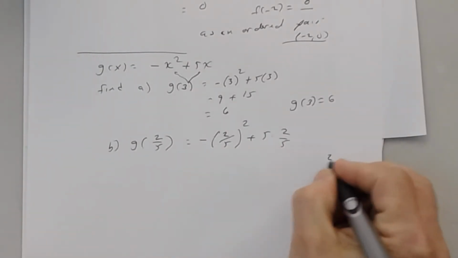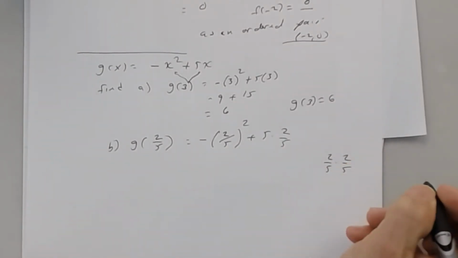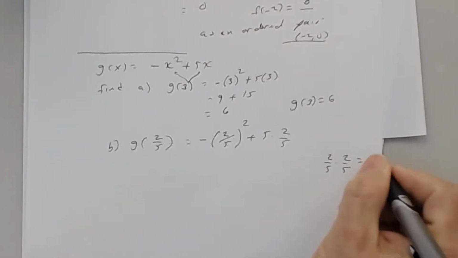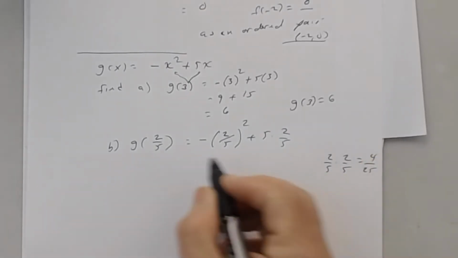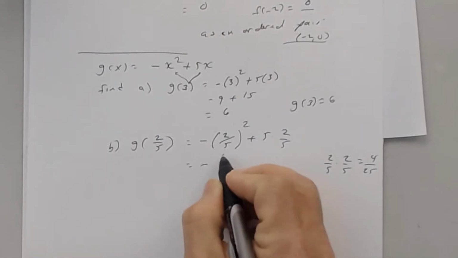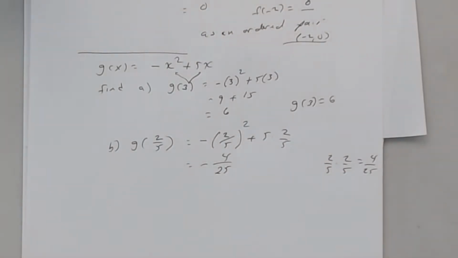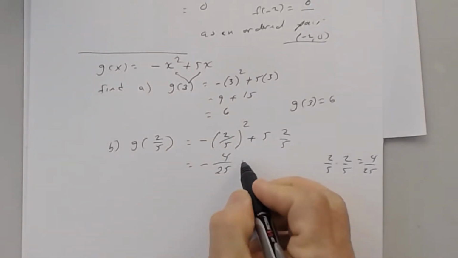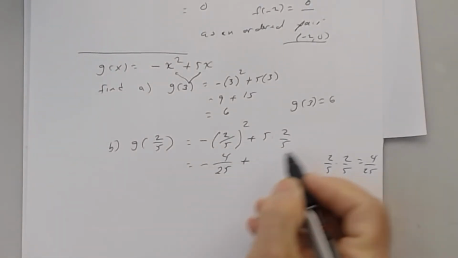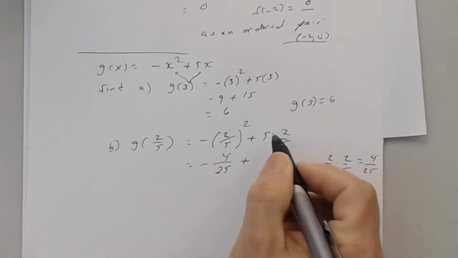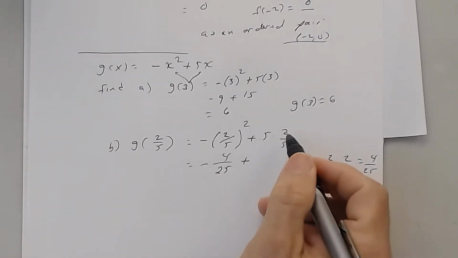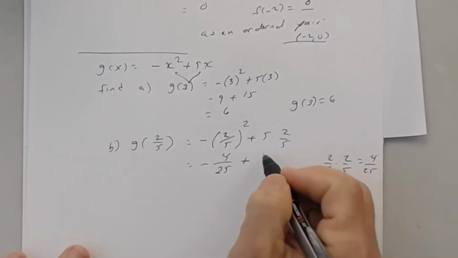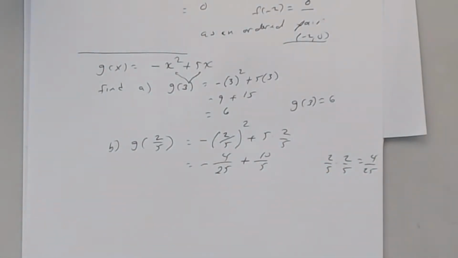You're saying 2/5 times 2/5. So 2 times 2 is 4, 5 times 5 is 25. So this becomes negative 4 over 25. And over here, I'm going to get 10 over 5. You can reduce it if you want to, or you can leave it as 10 over 5 for right now.